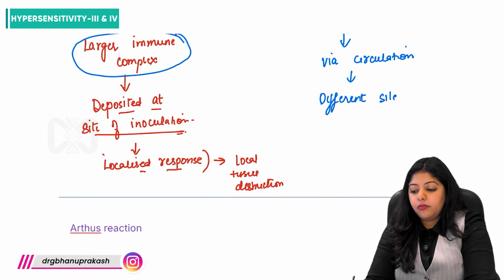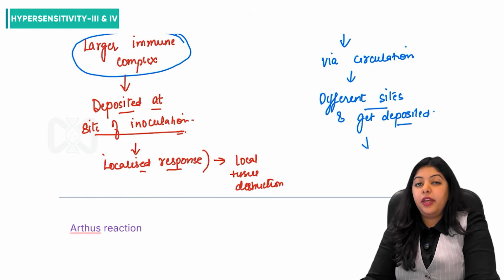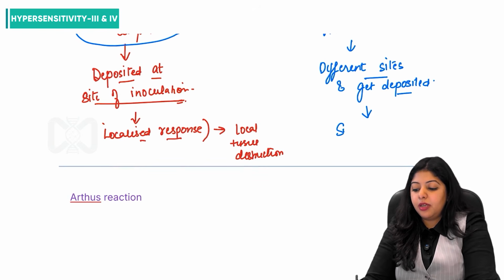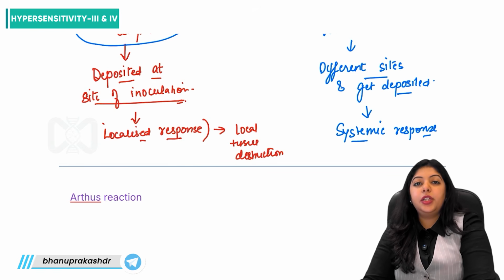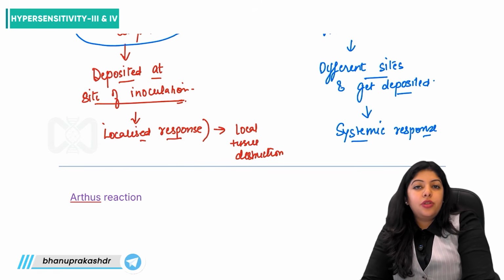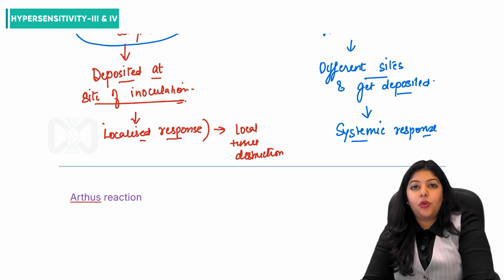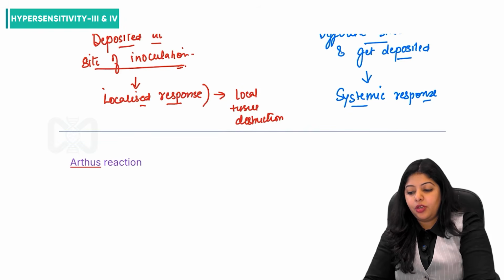and they get deposited. And this is the scene when a systemic response occurs. So it is basically dependent on the size of immune complexes, whether there is antigen excess or antibody excess.